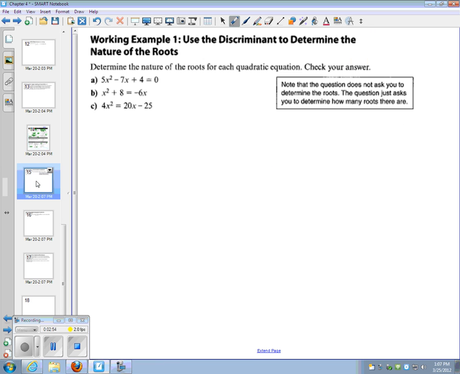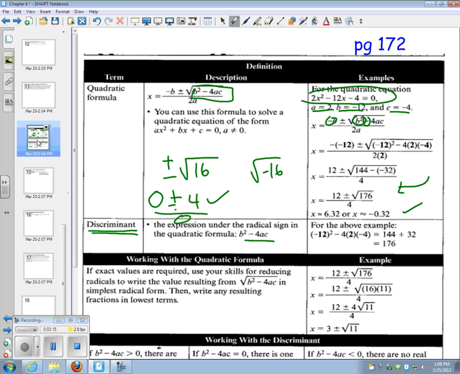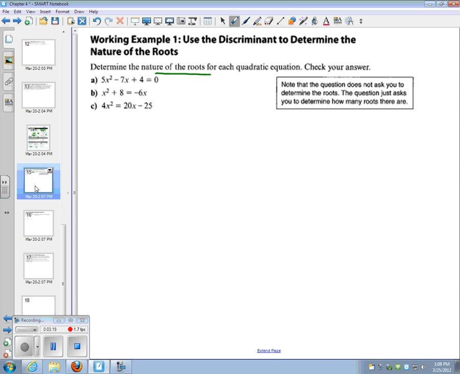Okay, so let's start here. So this is determine the nature of the roots for each quadratic equation. Check your answer. Note that the question does not ask you to solve, it just asks you how many roots there are. So careful here, this is actually not a lot of work. All we're doing is looking at the discriminant. And remember that the discriminant is b squared minus 4ac.